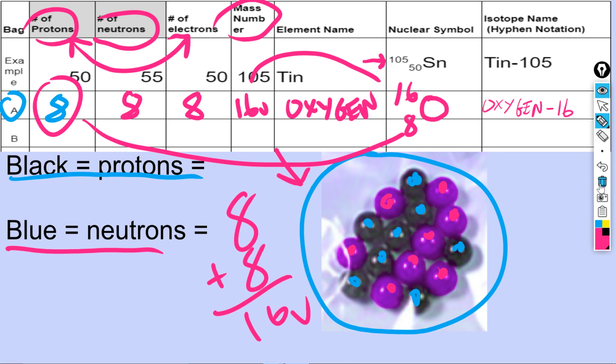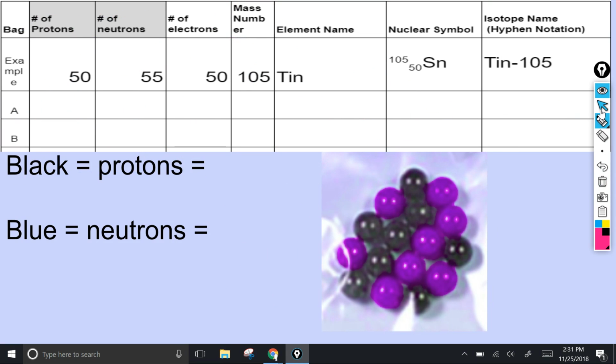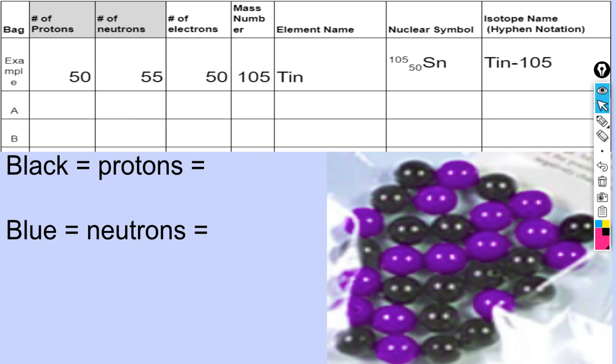We'll do one more practice. If you need to watch it again or slow it down or pause it, go ahead and do that. But I've got one more example. This one we'll do as B. I love this green color. Here's B. So we have to count the protons. 1, 2, 3, 4, 5, 6, 7, 8, 9, 10, 11, 12, 13, 14, 15, 16. 16 protons. And now we have to count the neutrons.